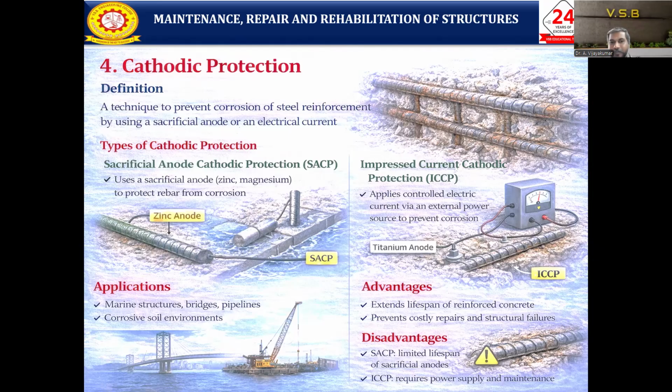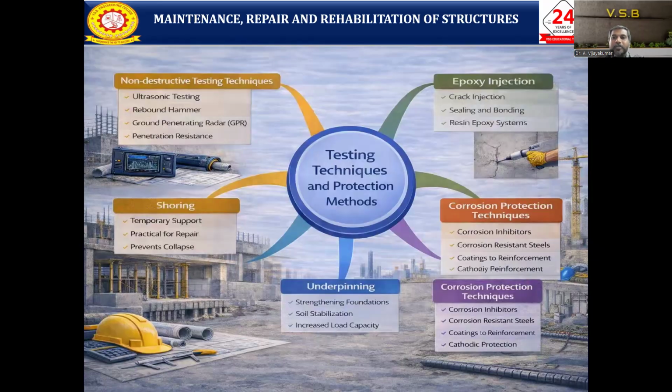Disadvantages: sacrificial anodes have a limited lifespan, and impressed current cathodic protection requires a power supply and maintenance. So this is module 4, testing techniques and protection methods.